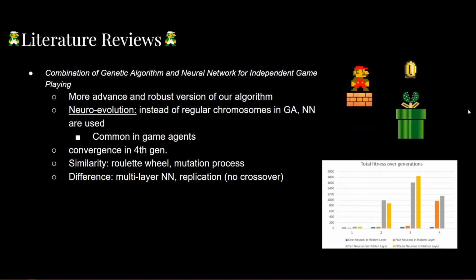There were similarities to our code, such as the roulette wheel, which is randomly picking a parent, and the mutation process. But the most stark difference was using a multi-layer neural network. So they found that the most optimal from breaking down the amount of generations was using 5 neurons only. And also found that they didn't need a XOR method, so they only use replication.